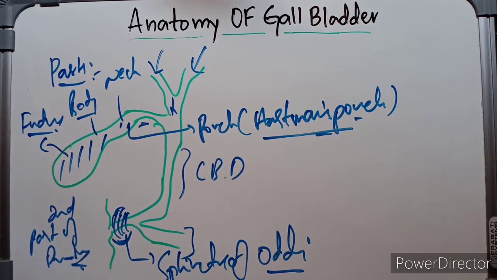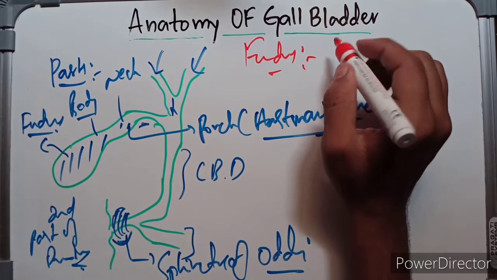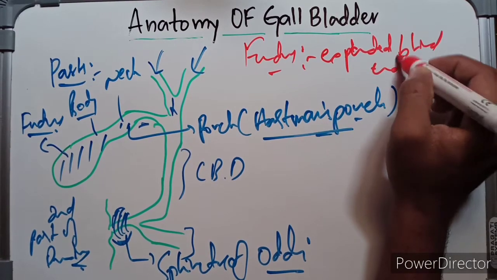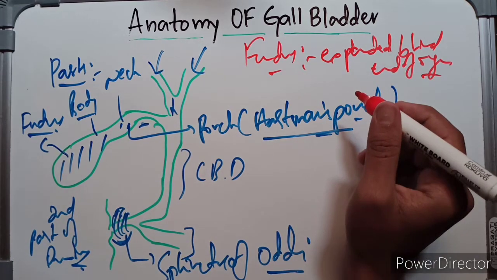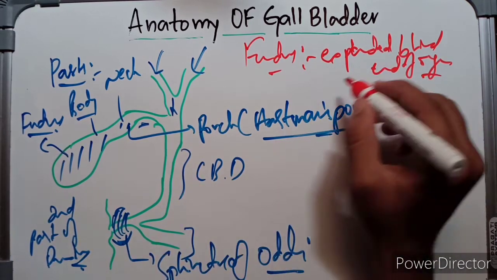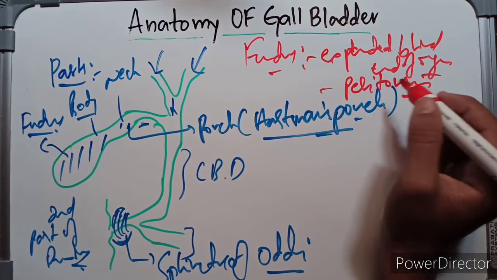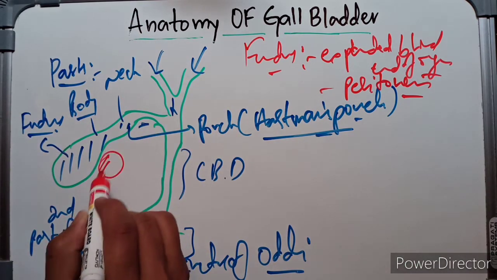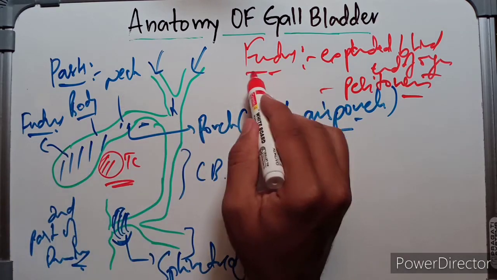Let's come to the fundus of the gallbladder. The fundus is an expanded blind end of the organ. It projects into the inferior border of the liver and also touches the anterior abdominal wall. It is completely surrounded by the peritoneum. Anteriorly it is related to the anterior abdominal wall, and posteriorly it is related to the transverse colon. It is continuous through the body of the gallbladder with a narrow neck. So this is about the fundus of the gallbladder.